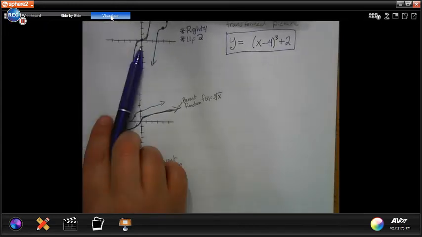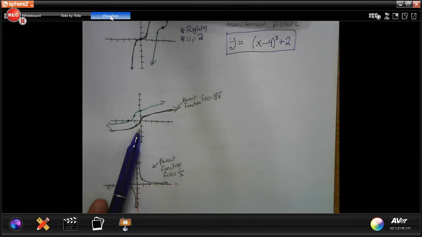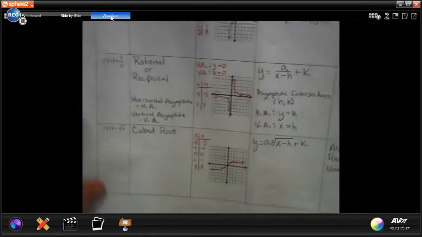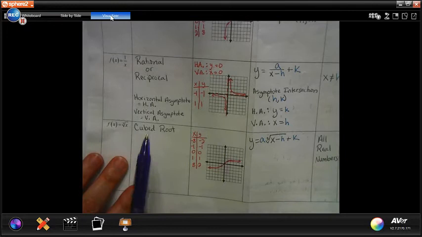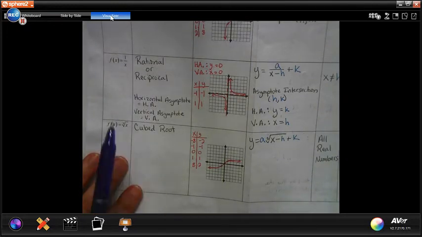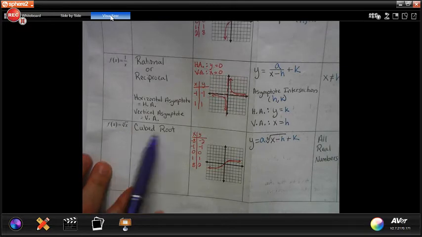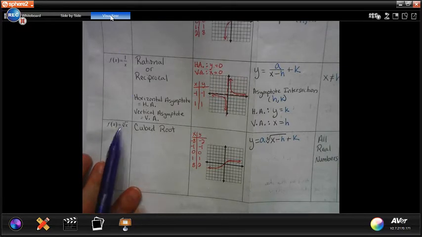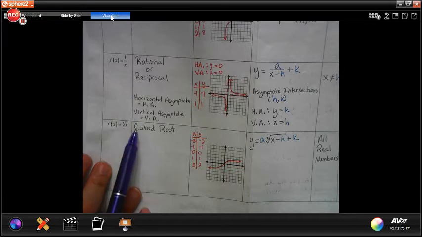This one kind of looks like that, except sideways. Sideways, that's called a cubed root. The other one's a cubic. They're inverses. So the cubed root has the radical, but it has a little 3 inside that radical. That's called a cubed root.